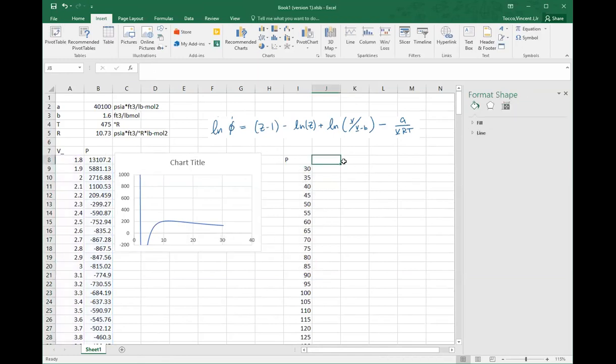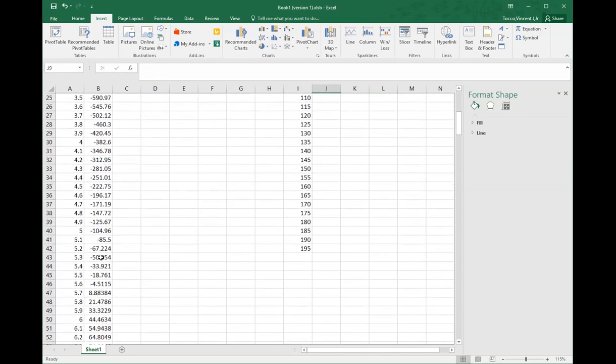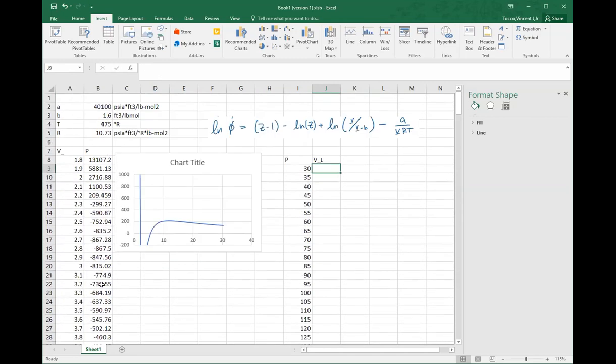So now I need to calculate the V underbar. And for this, I need both the V underbar of the liquid and V underbar of the vapor. So I'm going to solver for this. I need to guess an initial value for V underbar. Right, so at a pressure of 30, what approximately is my volume going to be? And if I look and see if I can find a value of 30, so let's see, it goes from 209 to minus 299 between 2.2 and 2.3. So I'm going to guess 2.2 for all of these VLs. And I'm going to solver for this in a second.